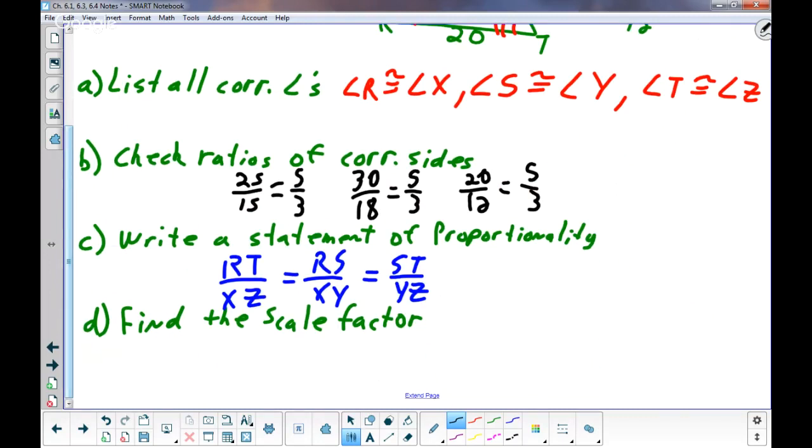So write a statement of proportionality. We did RT to XZ, RS to XY, ST to YZ. And again, it doesn't matter the order of these three as long as you say this is equal to this, equal to this. And as you see, they're all equal.